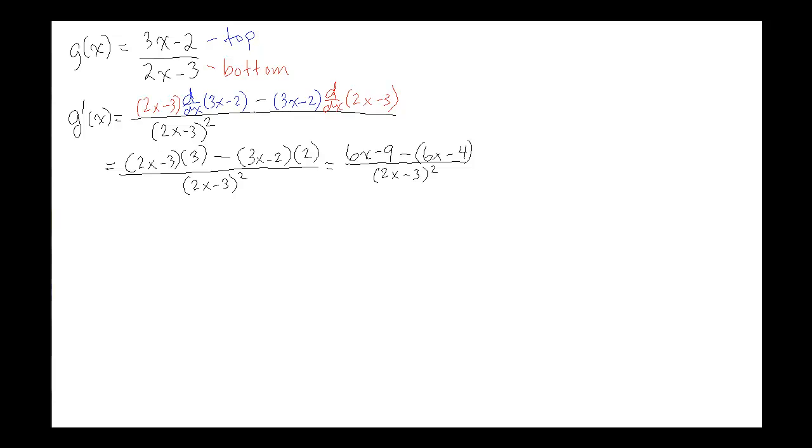2x minus 3 squared. And last but not least, notice we get 6x minus 6x, so those cancel to give us a 0. And then we got negative 9 minus a negative 4. So that's negative 9 plus 4, negative 5 over 2x minus 3 quantity squared. Okay? So remember, quotient rule is bottom d top minus top d bottom all over bottom squared.